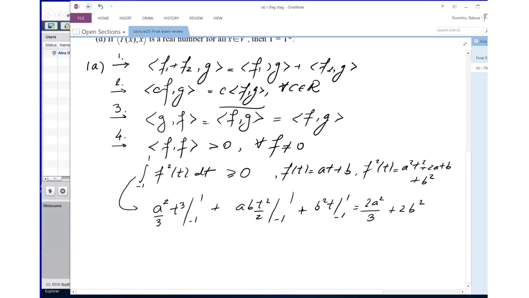Turns into this, right? This one here will become 0. So that would be the integral of f squared of t, which is greater than or equal to 0, but when is it 0? Well, it can only be 0 if a and b are both equal to 0. That's the only case, right? Which basically means that f is identically equal to 0 as a function. Right?